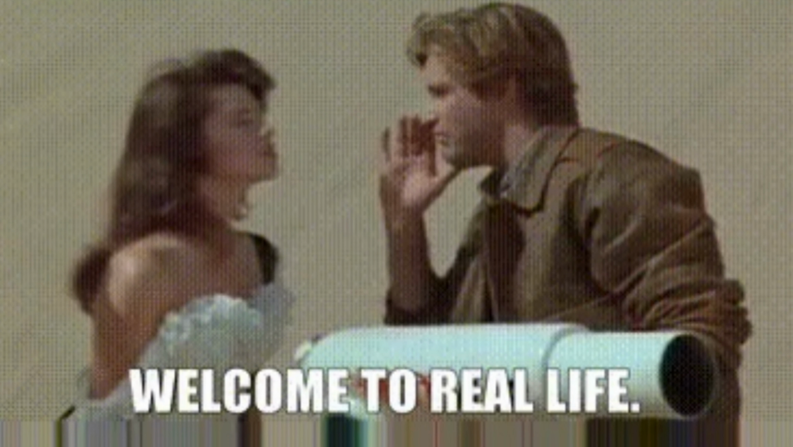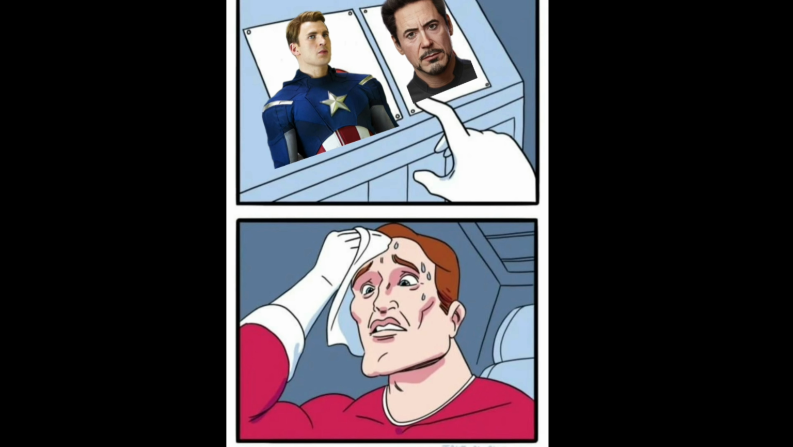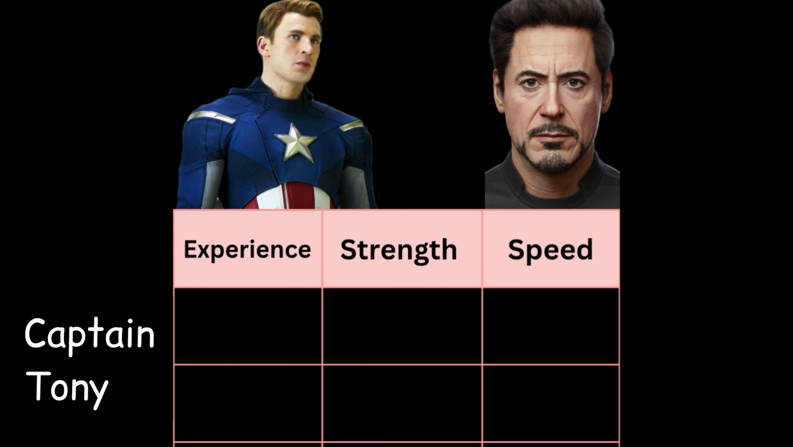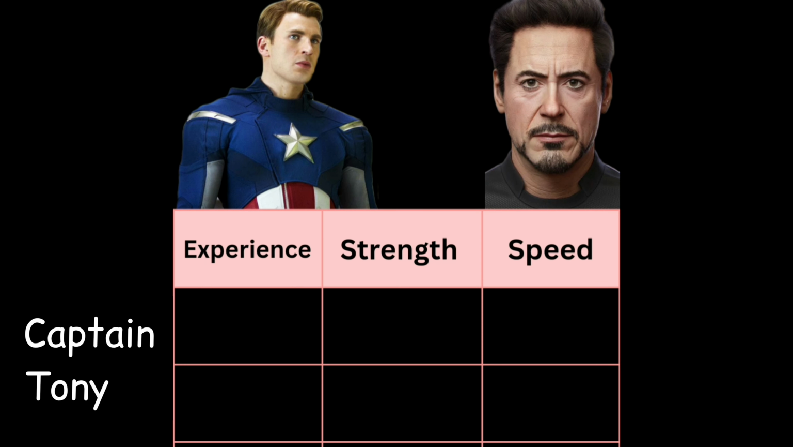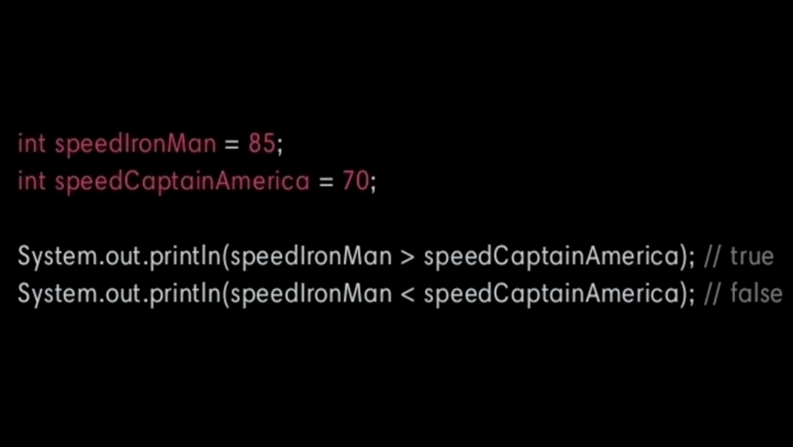Now, let's bring this to real life. Imagine you're trying to decide which superhero should lead the next mission. You could use relational operators to compare their experience, strength, or even their speed. Let's compare their speed. We'll assume Iron Man has a speed of 85 and Captain America has a speed of 70. Looks like Iron Man is faster.